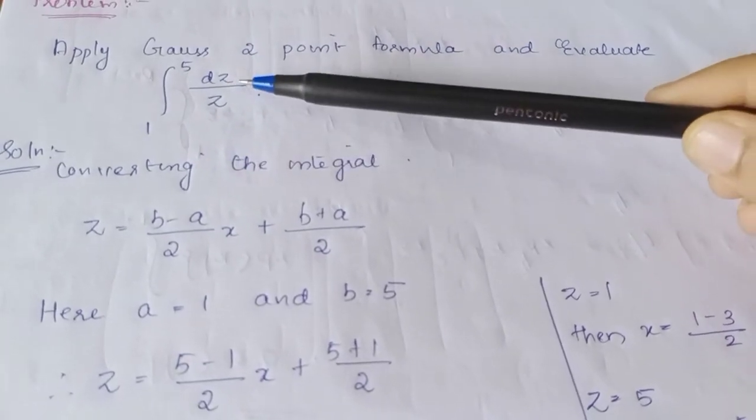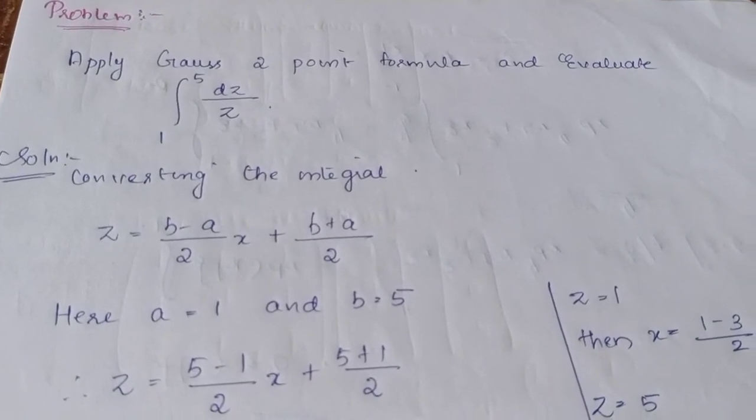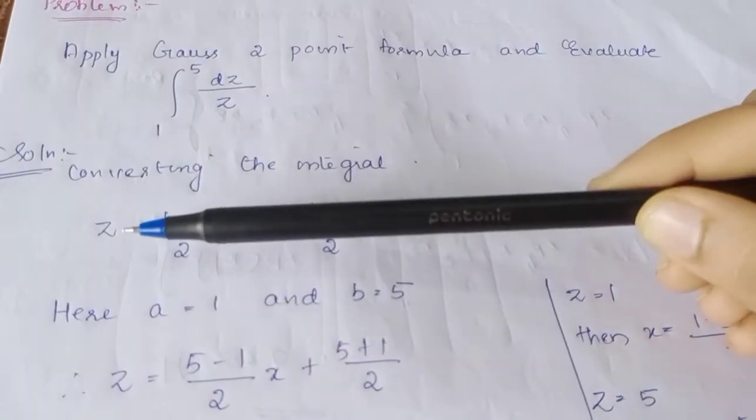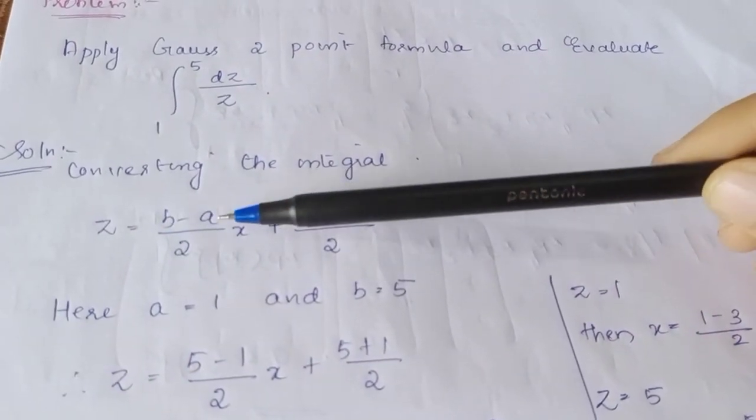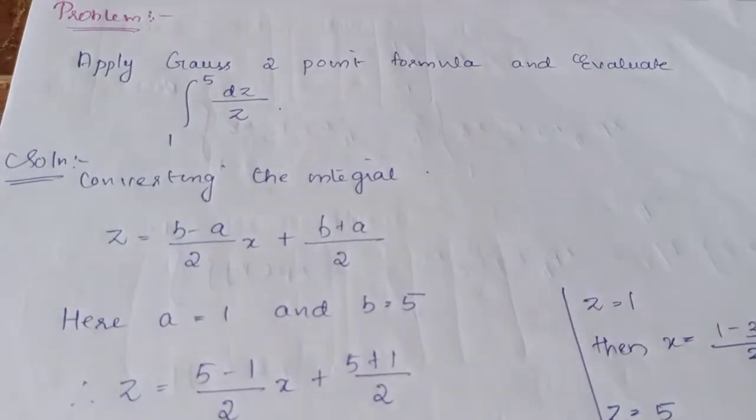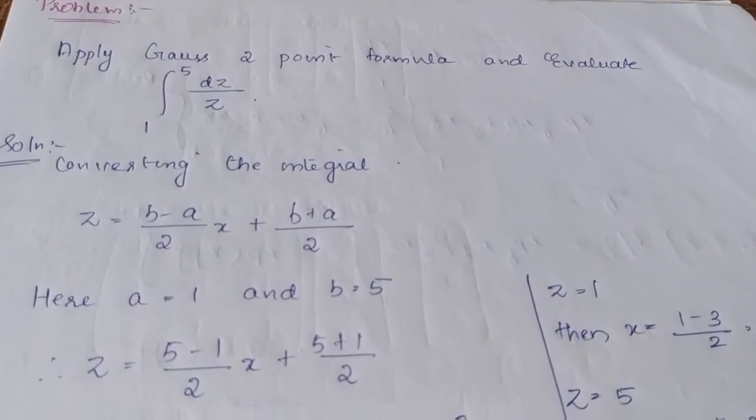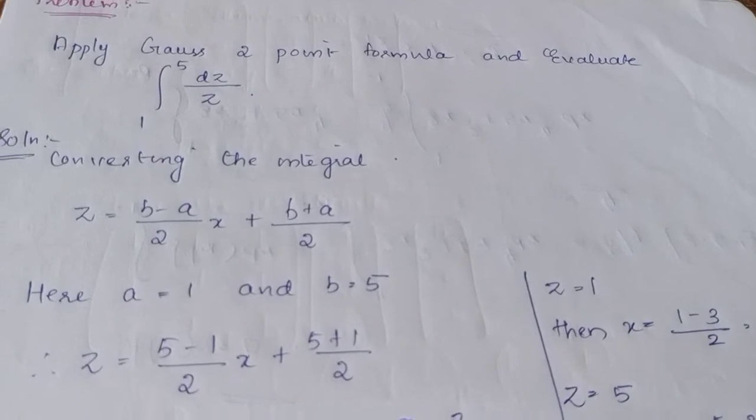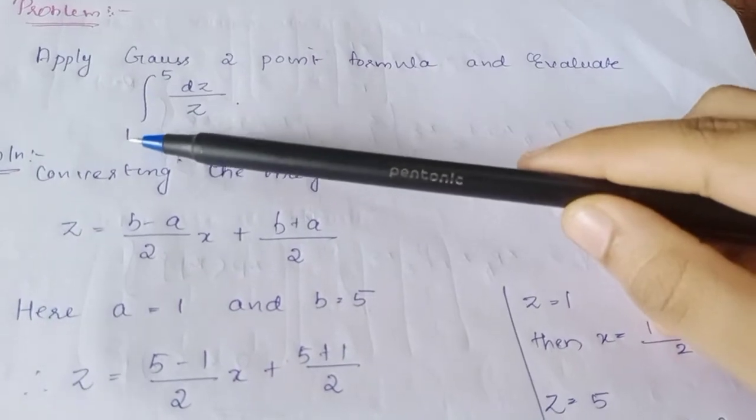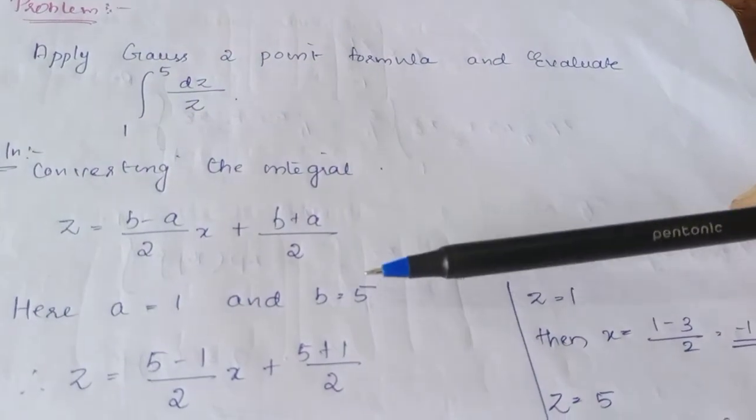For converting this integral, first of all, we need to find x. For that purpose, we can use this equation, that is z equal to (b minus a) divided by 2 times x plus (b plus a) by 2. So this is the equation we can use for getting the x form. Here, what are a and b? A and b is the interval, where a is 1 and b is 5.